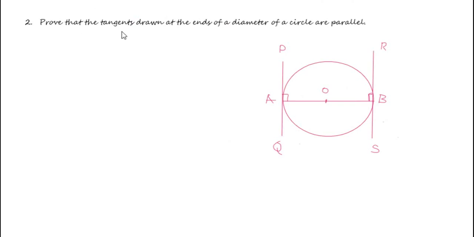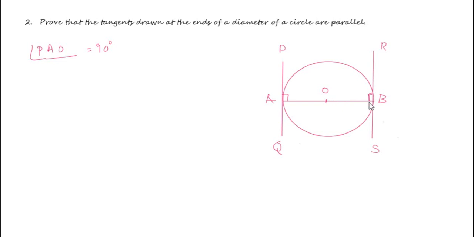Next problem. Prove that tangents drawn at the ends of the diameter of a circle are parallel. This is a circle with center at O and AB is the diameter. Two tangents PQ and RS are drawn at points A and B. Now, angle PAO is 90 degrees. We know that AO is perpendicular to the tangent.